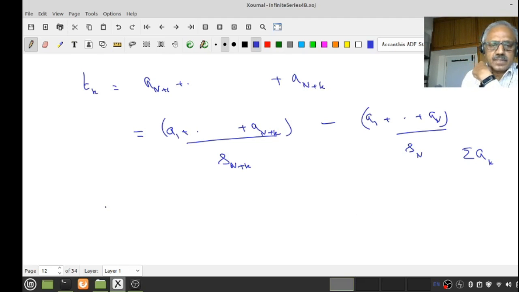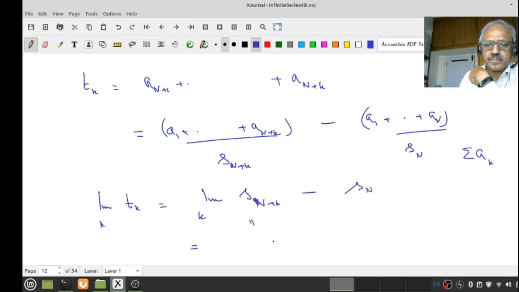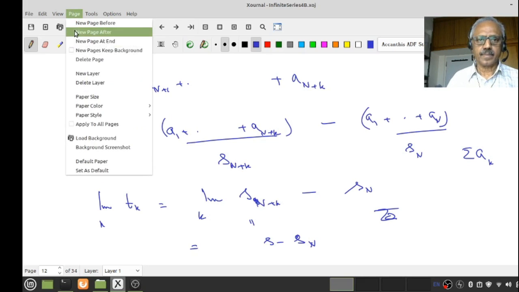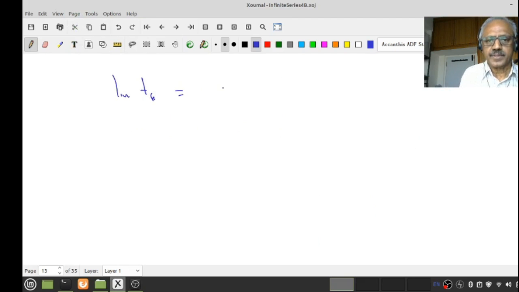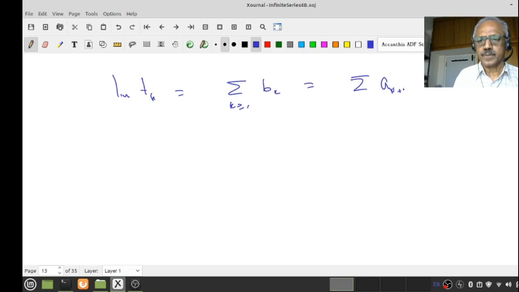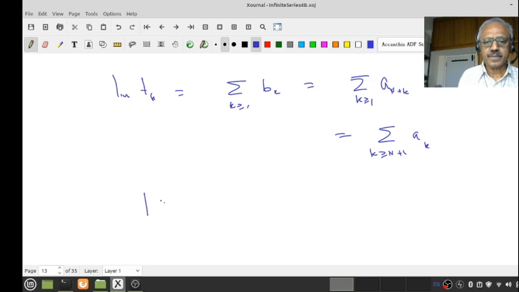You understand that? Now what is the limit of T_k as k goes to infinity? So this is the limit of S_{n+k} minus S_n, this is a finite sum, but the limit is S. You understand that? But what is the limit of T_k? The limit of T_k is nothing other than the sum of the series T_k, but this is nothing other than the sum of the series a_{n+k}, but this is the sum of the series over k greater than or equal to n plus 1 of a_k. Okay, you understand that? Therefore what I have shown is the summation over k greater than or equal to n plus 1 of a_k is less than epsilon.